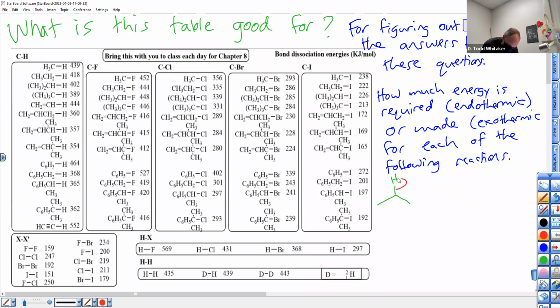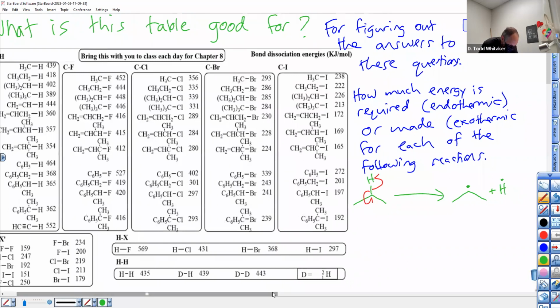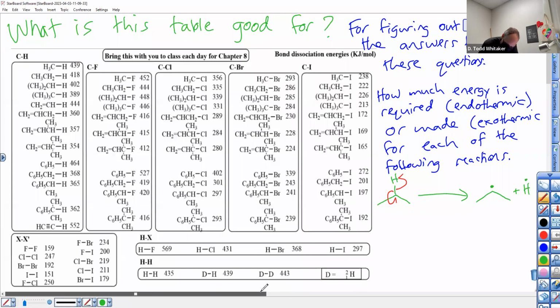And do you remember what these hooks mean? One electron is moving. And what are these species called with unpaired electrons? They have a name. Radicals. Okay. This is called the BDE. What does BDE stand for? It's on this page.